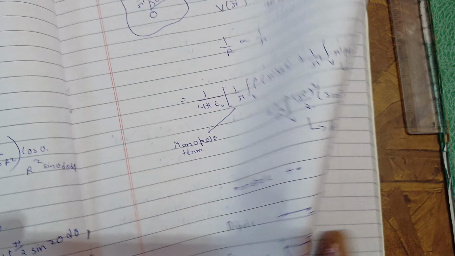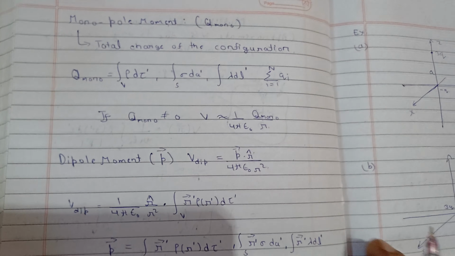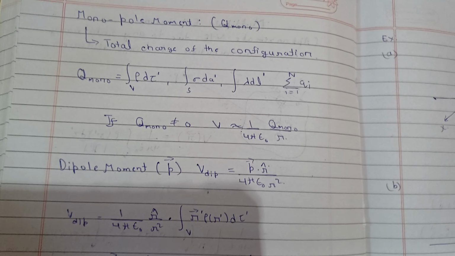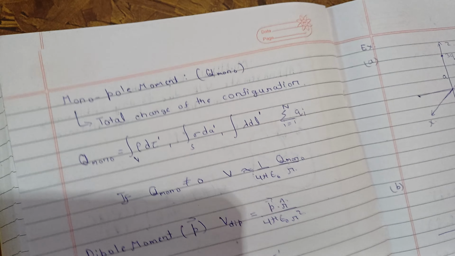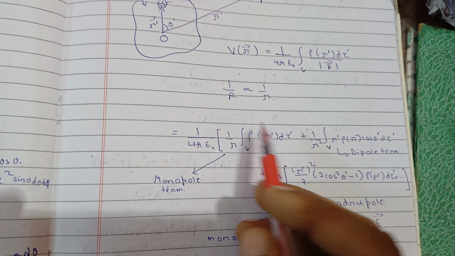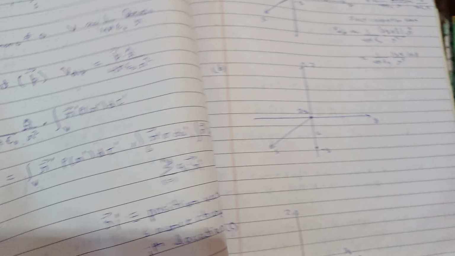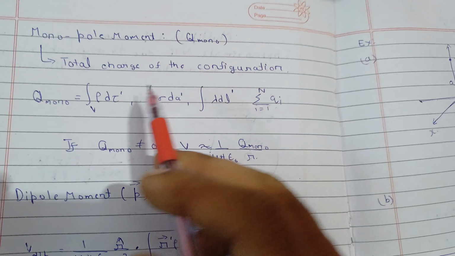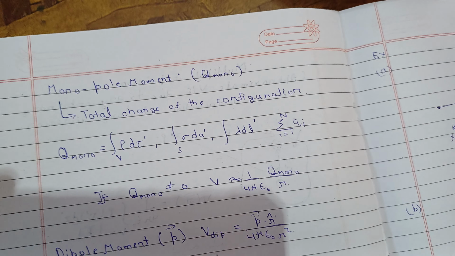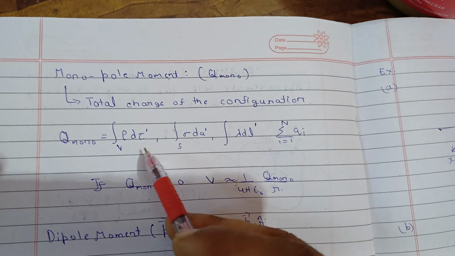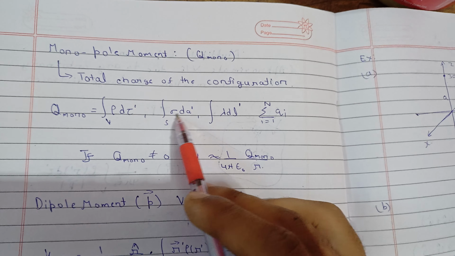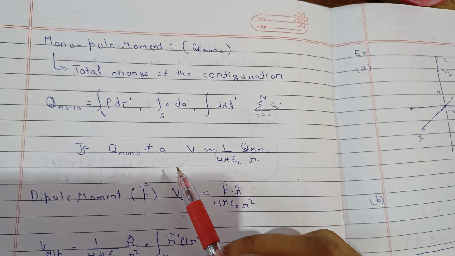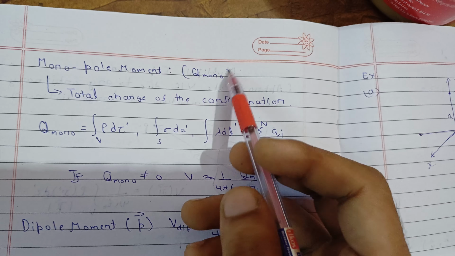Now let's see some examples of how we can calculate these monopole and dipole terms. So what are these monopoles? The first term is called Q mono, meaning by the help of this we can find the monopole moment. It is nothing but the integral of rho d tau dash: for volume charge it will give you total charge, for surface charge it will give you total charge, and for a line charge it will give you total charge. The monopole moment is nothing but just the total charge, that is Q mono.